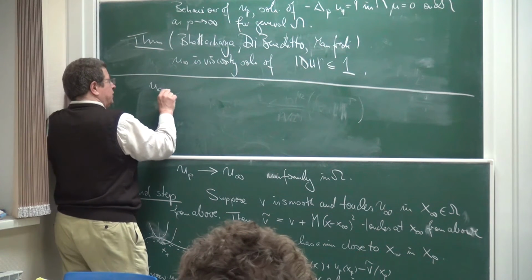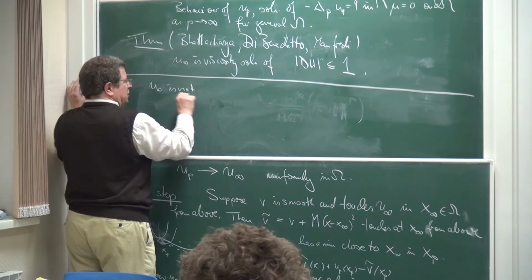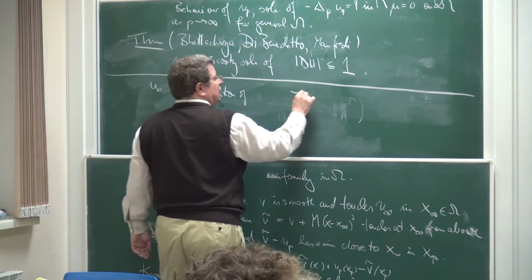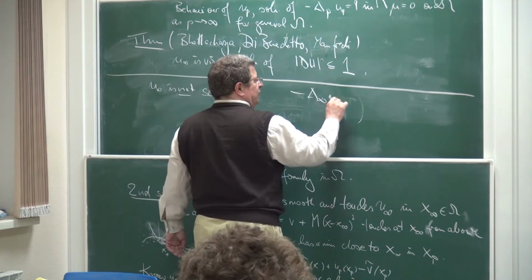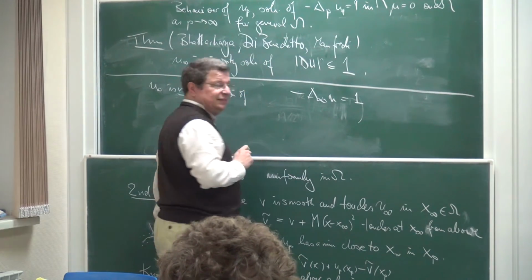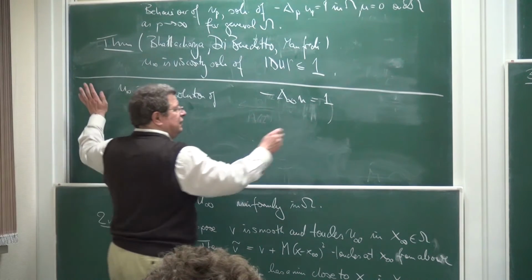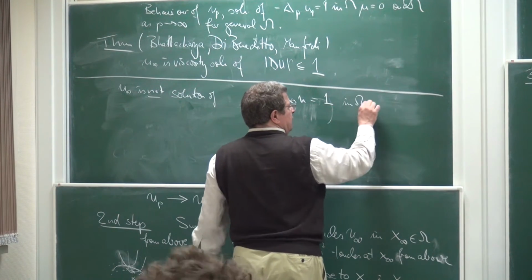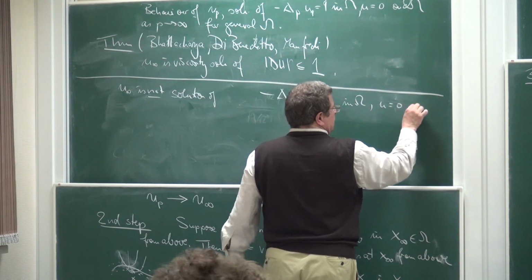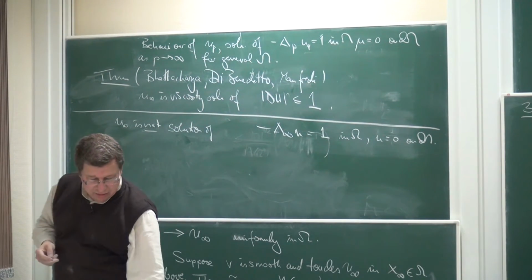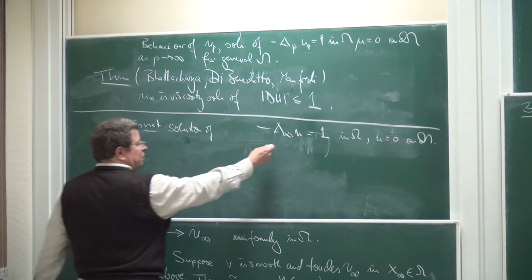So u infinity is not a solution of minus the infinity Laplacian u equal to 1 in omega, u equal to 0 on the boundary. But you can calculate, this equation is of independent interest.